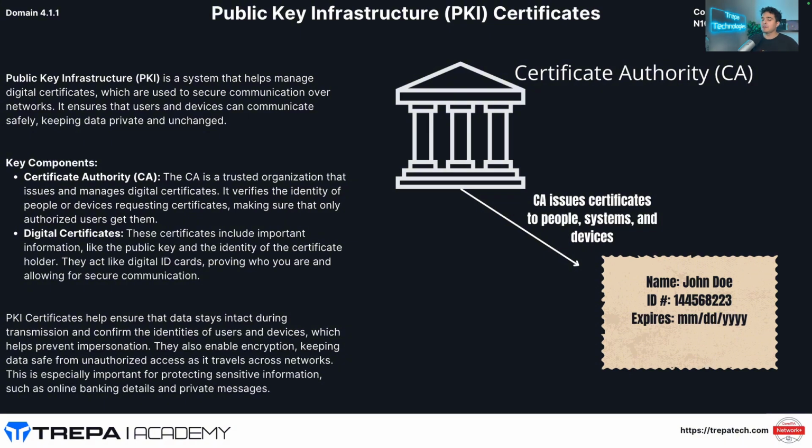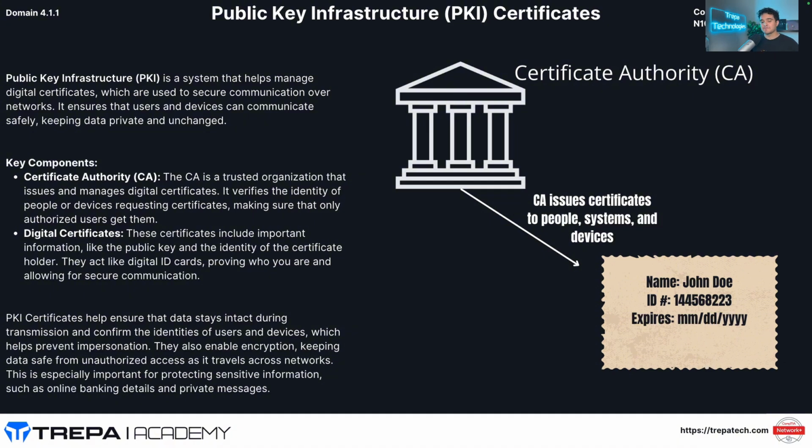But what is it? Public key infrastructure is a system that helps manage digital certificates, which are used to secure communication over networks. It ensures that users and devices can communicate safely, keeping data private and unchanged. Some key components are the certificate authority, and the digital certificate that the certificate authority creates. There are other key components like OCSP, certificate revocation lists, registration authorities, the actual requester, and the CSR, certificate signing request. These are things that we're not going to dive into. Sorry I keep bringing it up. Anyways, let's keep going.